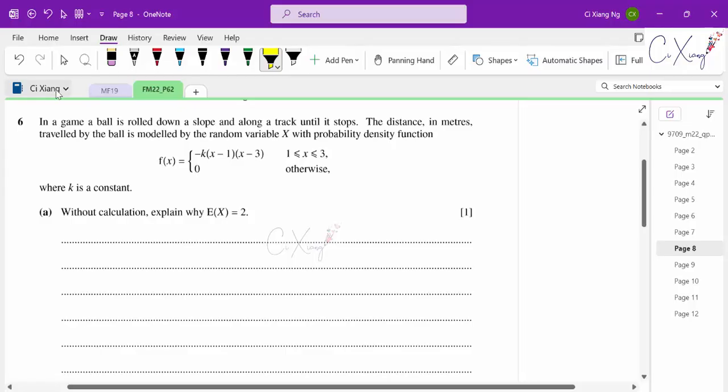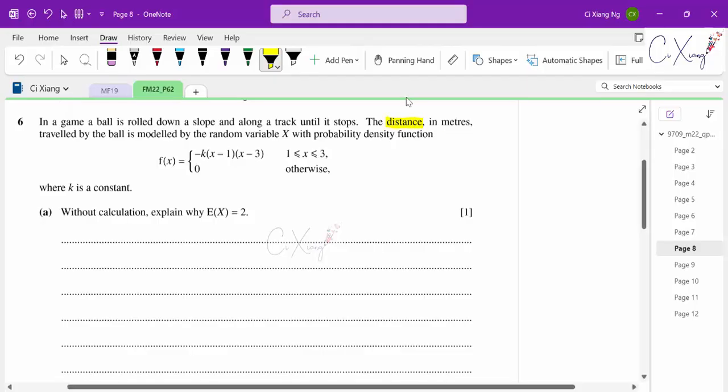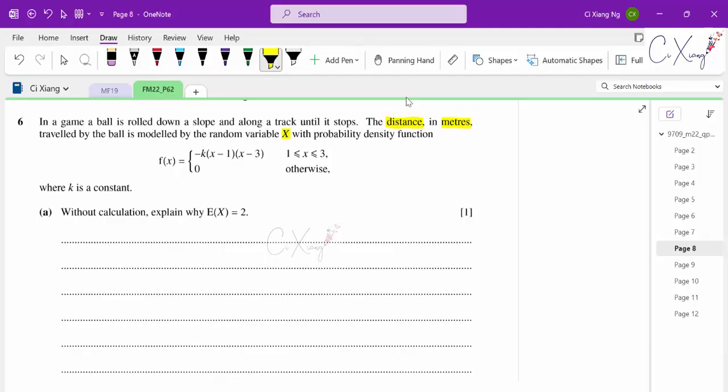We are having a game, right? In a game, the ball is rolled down a slope and along a track until it stops. They are talking about the distance in meters traveled by the ball, modeled by the random variable x. So x means the distance traveled by the ball. They have the probability density function as shown here. You can see that the distance traveled by the ball can be from 1 until 3 meters only. Then they say that k is a constant.